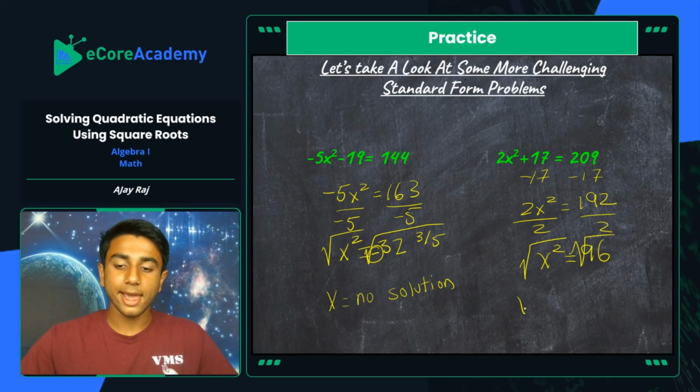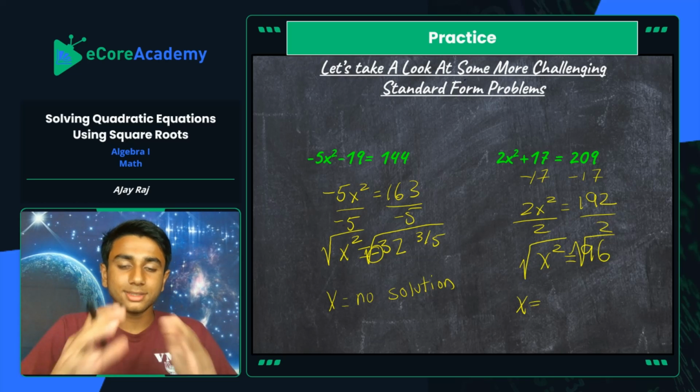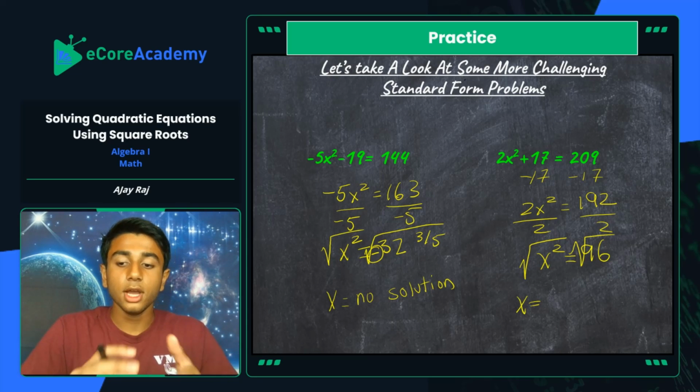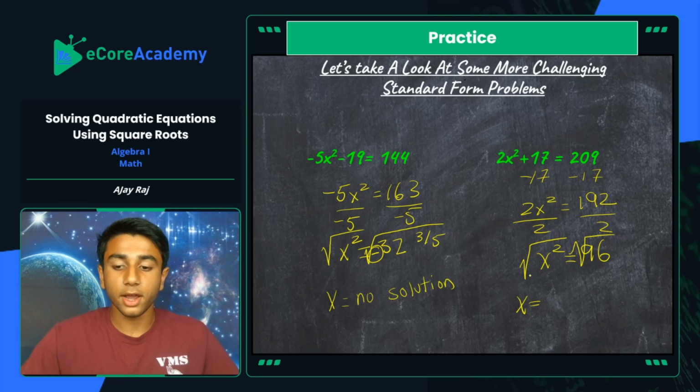So that simplifies to x equals, and in this case, we want to try and split up 96, essentially take out its largest square that is a factor of itself. So the largest square that fits into 96 is going to be 16. So 16 times 6 is how you're going to simplify it.